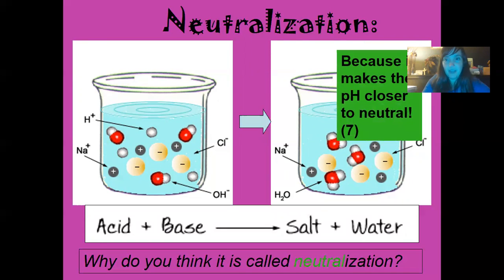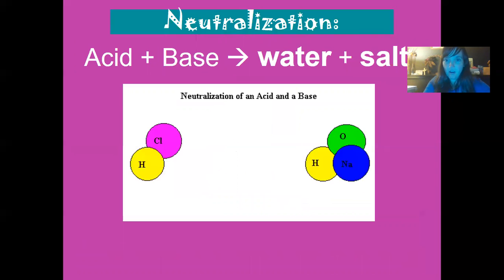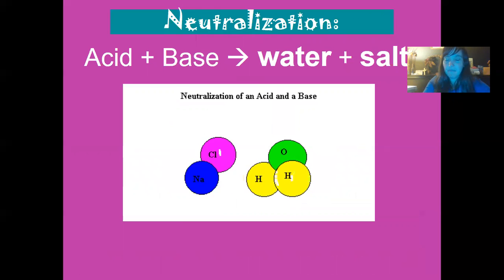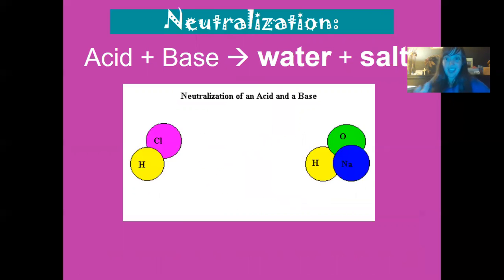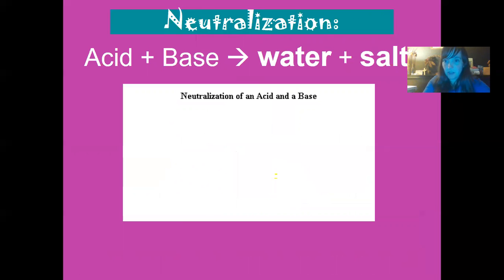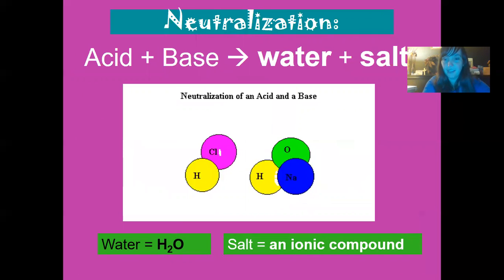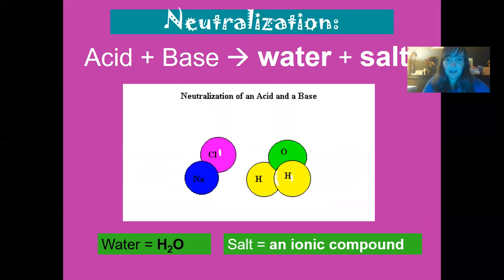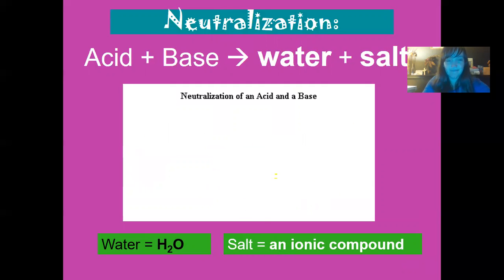Now, because it makes the pH closer to neutral. Now, the salt created is not always NaCl. It really depends on which kind of acid, which kind of base you're reacting. But it's always a salt, which is a chemistry term that simply means an ionic compound. So table salt is an ionic compound, sodium chloride, but anything where you have a metal plus a nonmetal is called a salt in chemistry.